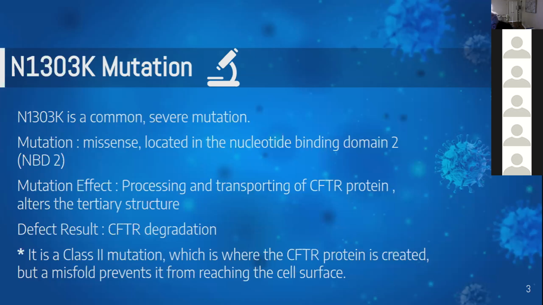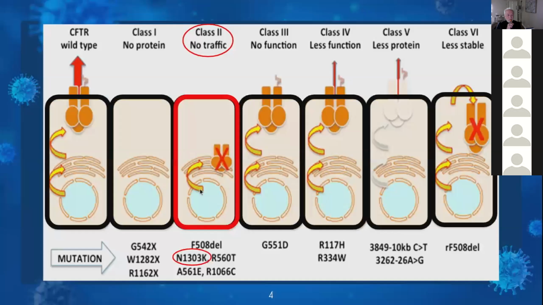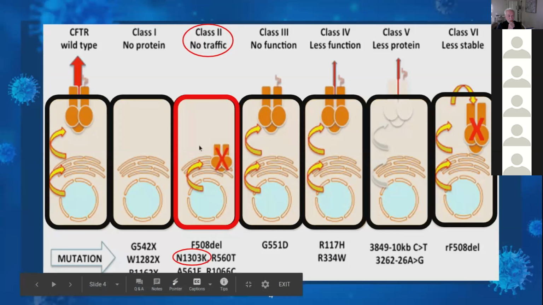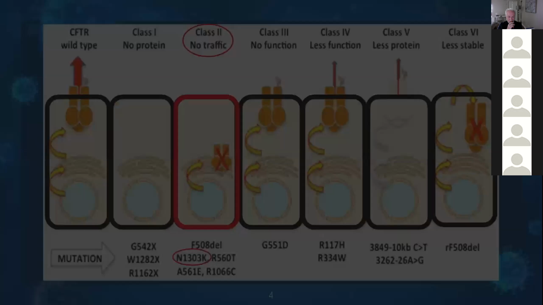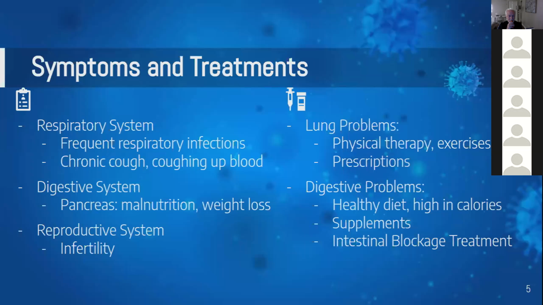And the result of this defect is the degradation of CFTR, which is where the protein just decays or reduces. And here these are the different classes, and N1303K is a class 2 where there's no traffic. So the protein is produced, but it is unable to reach the cell surface. And symptoms and treatments can vary and are different for each person that is affected by cystic fibrosis.